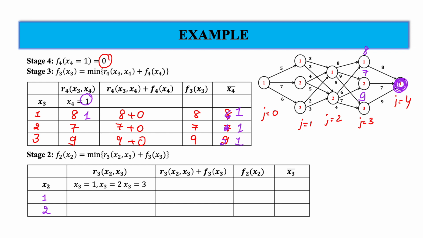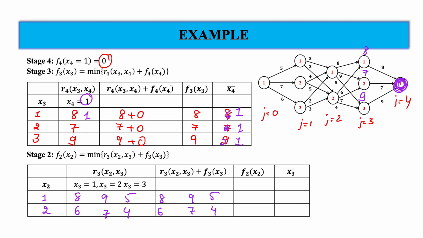The arc lengths are: 1 to 1 is 8, 1 to 2 is 9, 1 to 3 is 5. So it is 8, 9, 5. Here for 2 to 1 it is 6, 7 and 4. So here we write 6, 7 and 4. Okay, so these are my arc lengths.